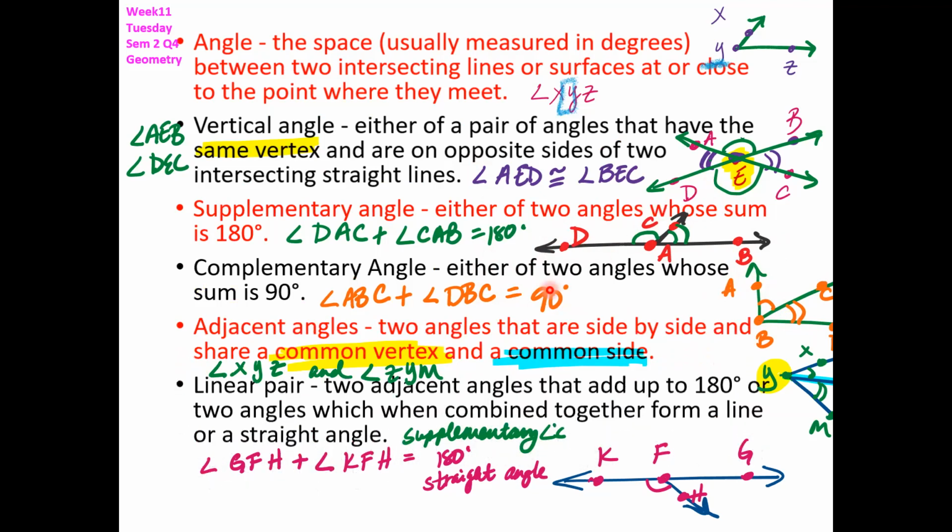Next one is linear pairs. Linear pair is when you have two angles that add up to 180 degrees. They're just like supplementary angles. Okay, so like this one, for example, KFG is a straight angle. It's 180 degrees because it's straight, right? So the two angles, KFH is obtuse. That angle is adjacent to angle HFG, which is acute. They share FH, so they're also adjacent, but they're also supplementary and linear pairs because they add up to 180 degrees. Okay? All right, let's move on to the next part.